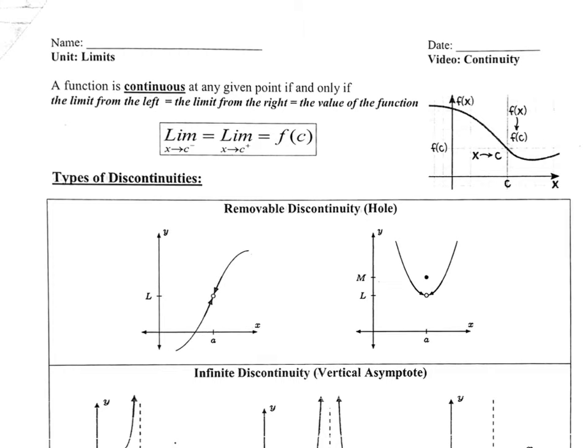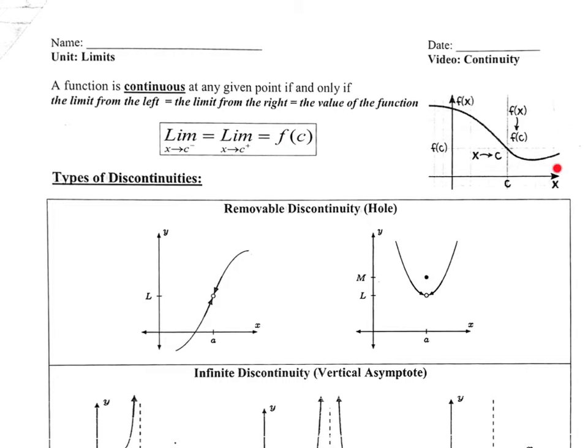Hi everyone, in today's lesson we're going to talk about a function that is continuous. A function is continuous at any given point if and only if the limit from the left is equal to the limit from the right, which is equal to the value of the function at a specific x value. So here's the formula for continuity, where the limit from the left must equal the limit from the right, which must equal the value of the function at x equals c.